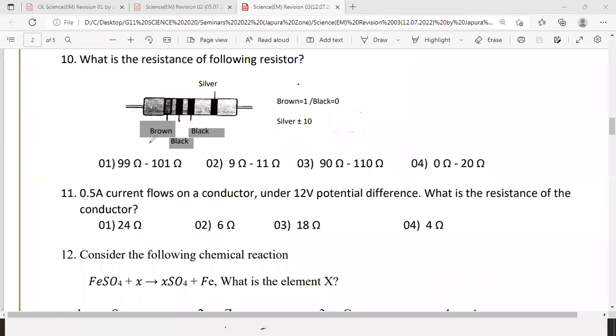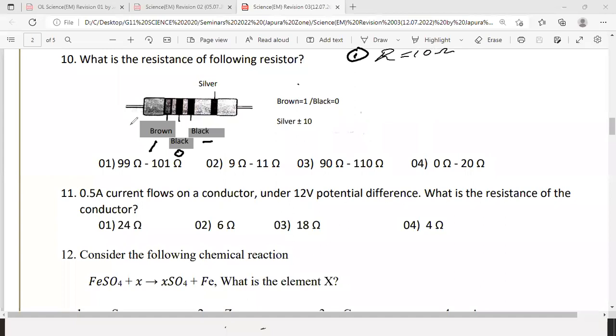Look at the screen. Brown is 1. Black is 0. So for this black we don't write anything. Why? Because 0 means no zeros. 10 to the power 0 is 1. Therefore, there are 3 steps. First, you have to calculate the resistance of this resistor using the first 3 color bands. It is 10 ohms. So, I'll write here resistance 10 ohms.